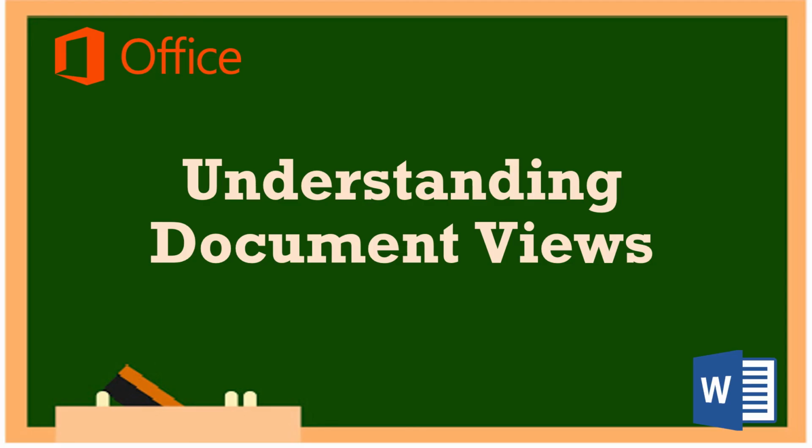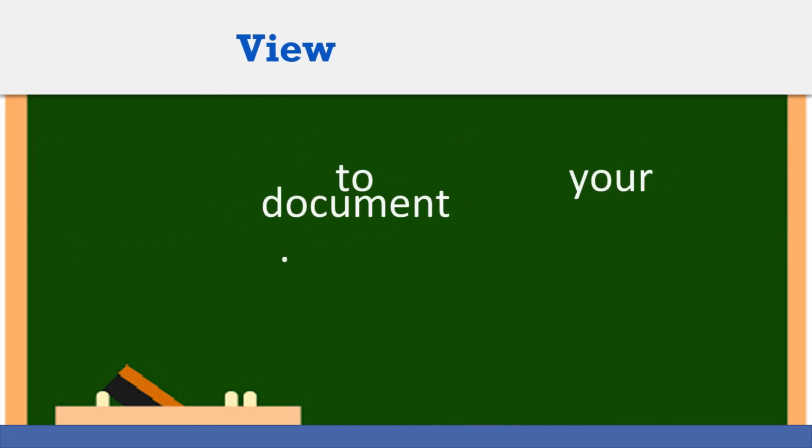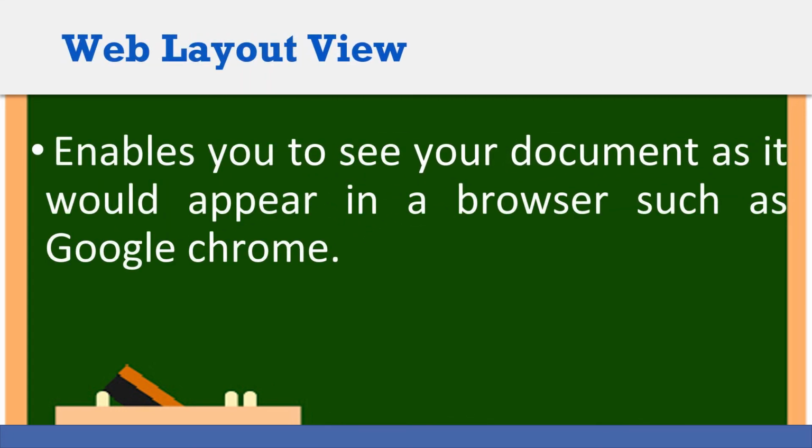Let's understand the different types of document views in Microsoft Word. Draft view is the most frequently used view. You use draft view to quickly edit your document. And web layout view enables you to see your document as it would appear in a browser such as Google Chrome. So for the web layout view, para siyang nasa Google Chrome or any browser setup, kumbaga. Okay, so ganyan siya i-view for web layout view.